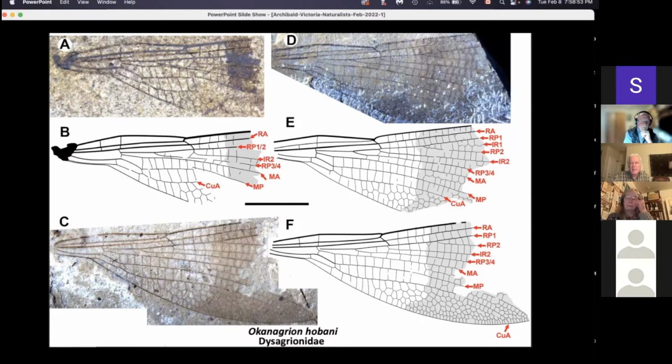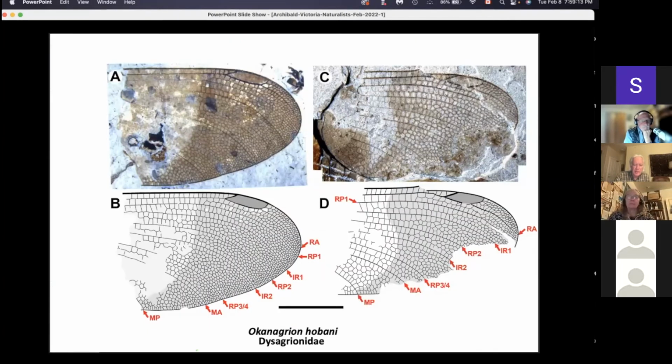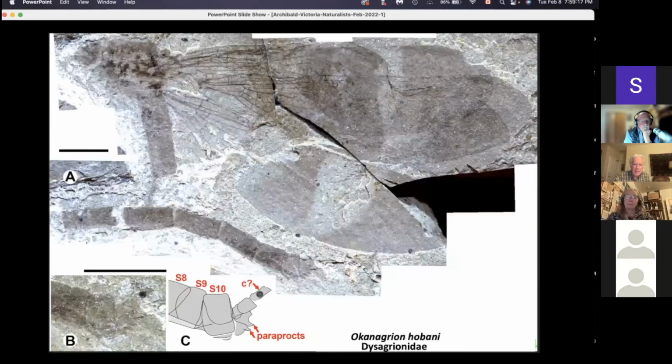And taphonomy studies all of the different things that happen between the time an organism is alive and the time it goes through fossilization and winds up on your lab table. So you have to understand taphonomic factors like floating time and all that before you can start to piece together an ancient community. And here are some more fragments of Oconagrion hobani in the Dysagrionidae.